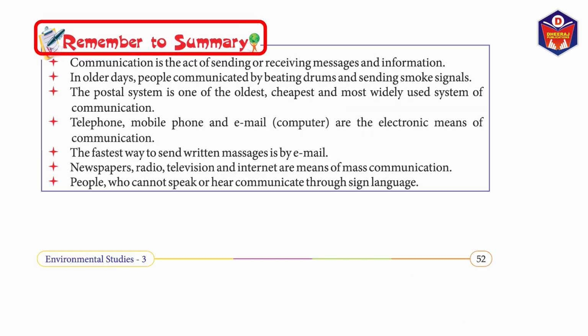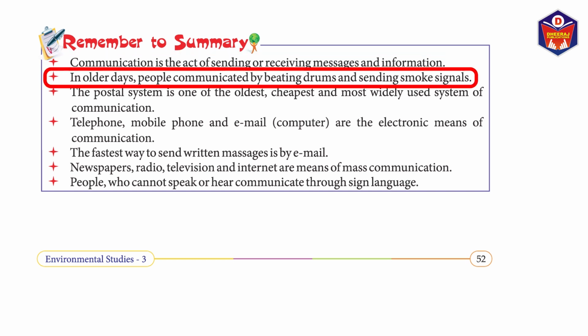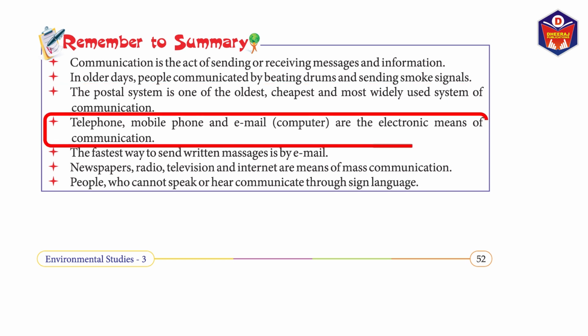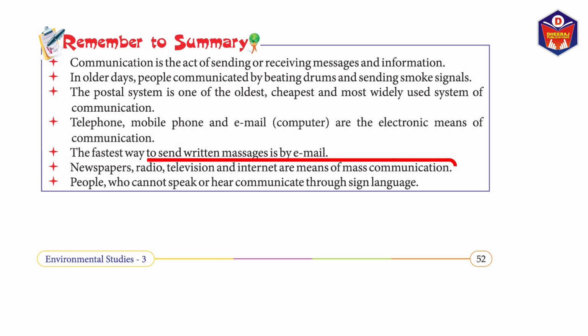Remember to summary. Communication is the act of sending or receiving messages and information. In older days, people communicated by beating drums and sending smoke signals. The postal system is one of the oldest, cheapest and most widely used systems of communication. Telephone, mobile phone, email and computer are the electronic means of communication. The fastest way to send written messages is by email. Newspaper, radio, television and internet are means of mass communication.